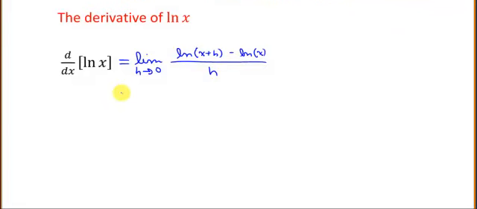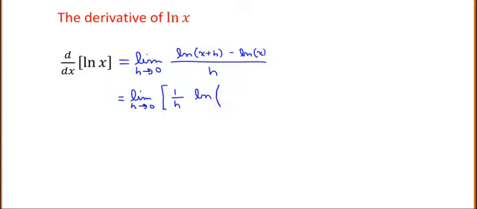Now we're going to use a few properties that we recall, and so this would become the limit as h approaches 0 of, instead of dividing by h, I could multiply by 1 over h, and then the natural log of this difference here. The difference of the natural logs is the natural log of the quotient.